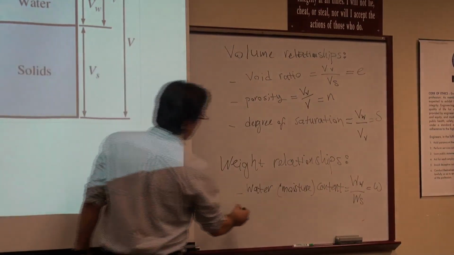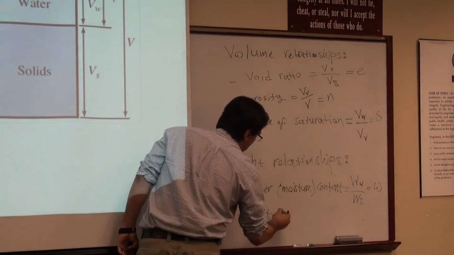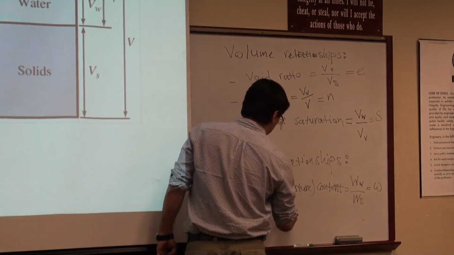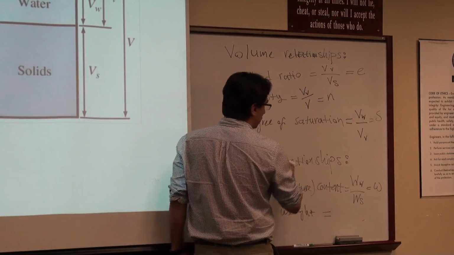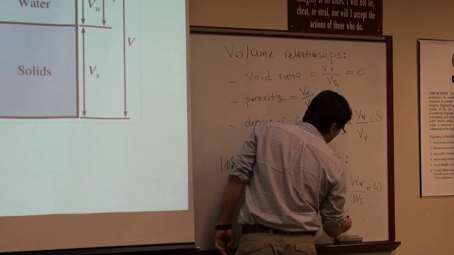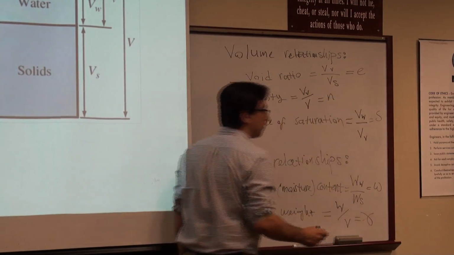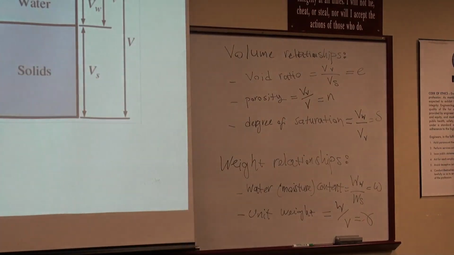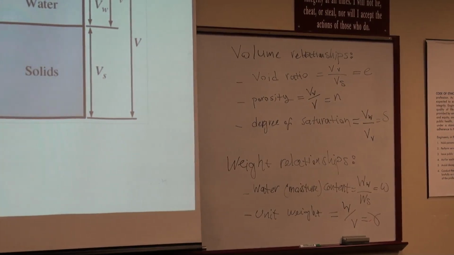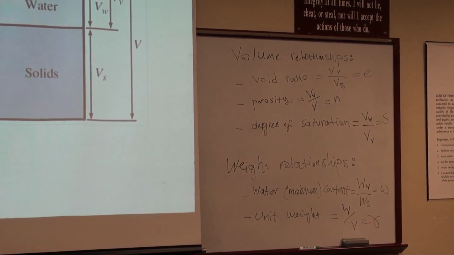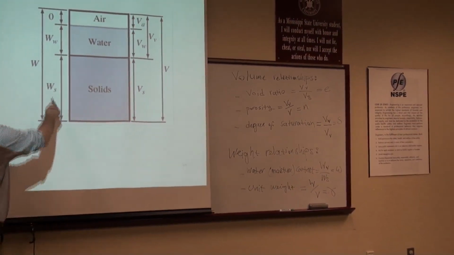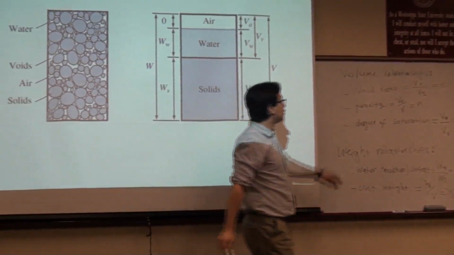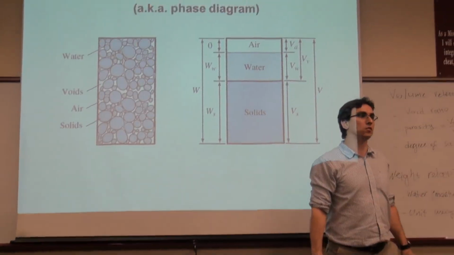The second weight relationship is unit weight, which is basically a combination of both: weight divided by volume. We show it by gamma, but we have different gammas. Now, look at this phase diagram. If you can find those components of weight and volume, you can find any of those parameters.